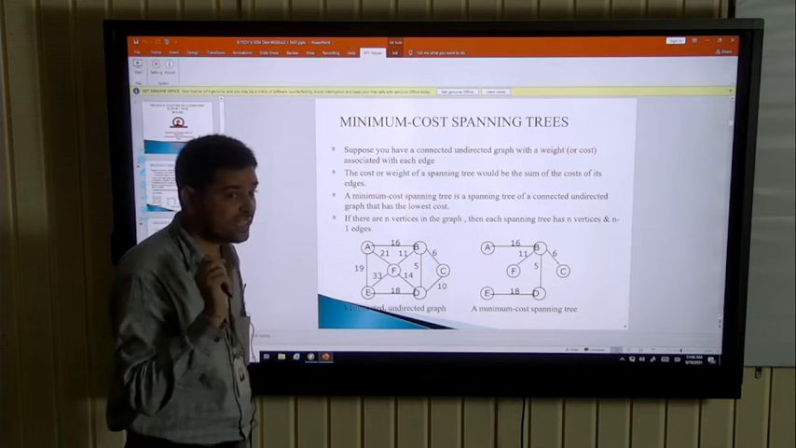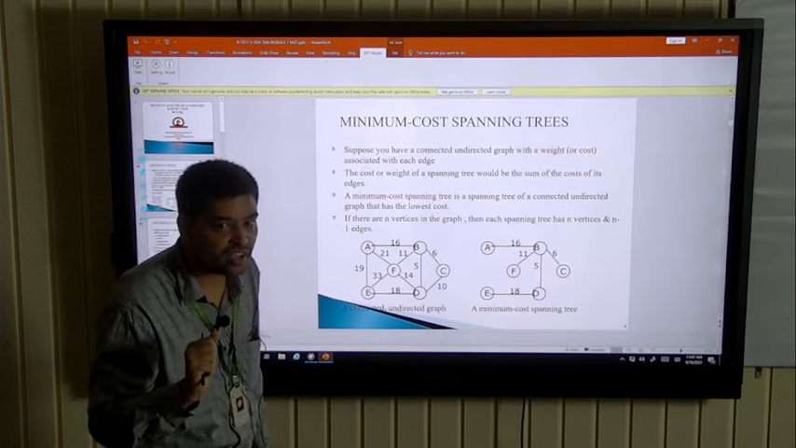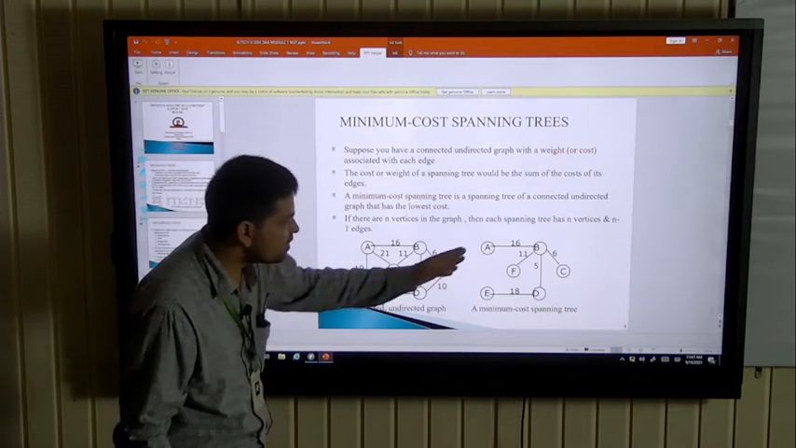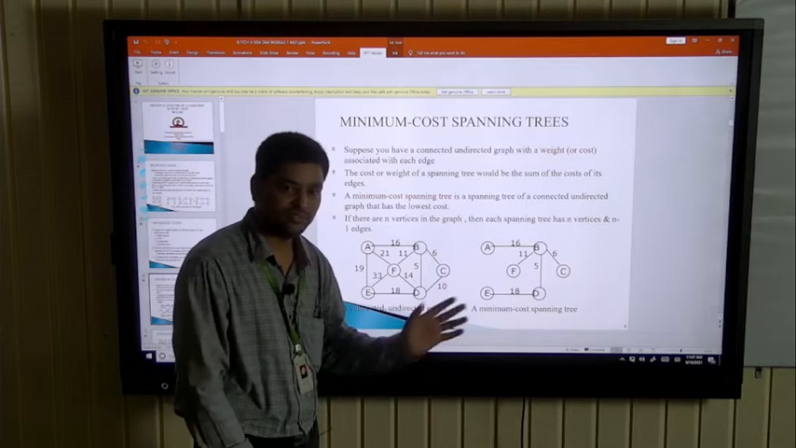How many nodes? 6. The value of n is 6. So how many edges are in a spanning tree? 5, that is n minus 1. Count it. 5.